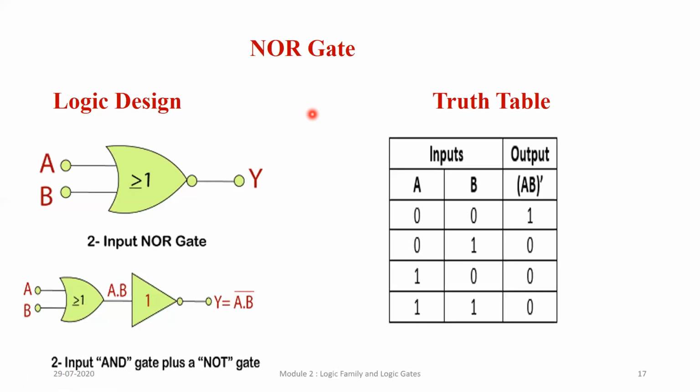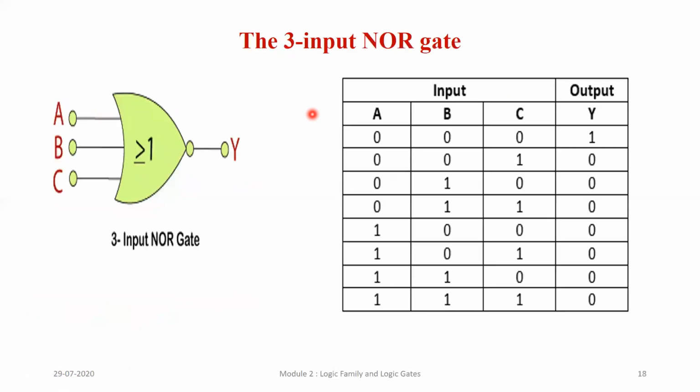Now, what will it be for a 3-input NOR gate? I have the symbol of the 3-input NOR gate. When all the inputs are 0, my output is 1. Wherever any one input is not 0, the output is 0. Here I had 1, 2 combinations. Here I had 2 combinations of ones. At that time, all my outputs are 0.